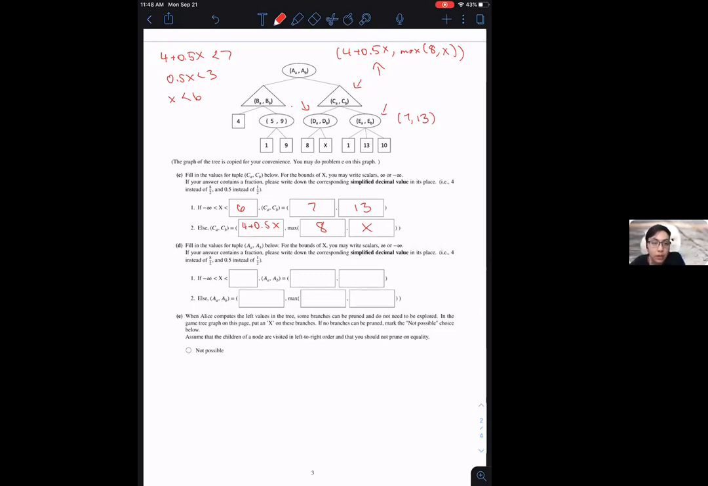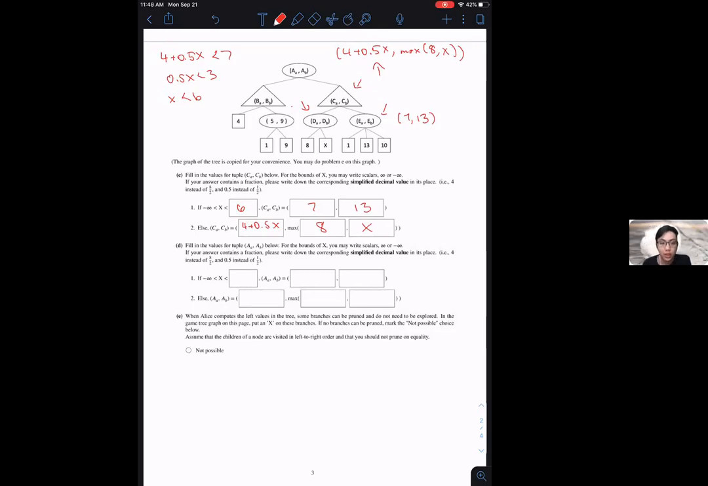Otherwise, we have this value of 4 plus 0.5x, comma, max 8, comma, x. And the reason it's like this with the equality right here is that if they're both 7, it actually works. It's because we had that tie-breaking rule where we choose the leftmost node in case of a tie. And so then we will choose the dA, comma, dB node to propagate up in case of ties.